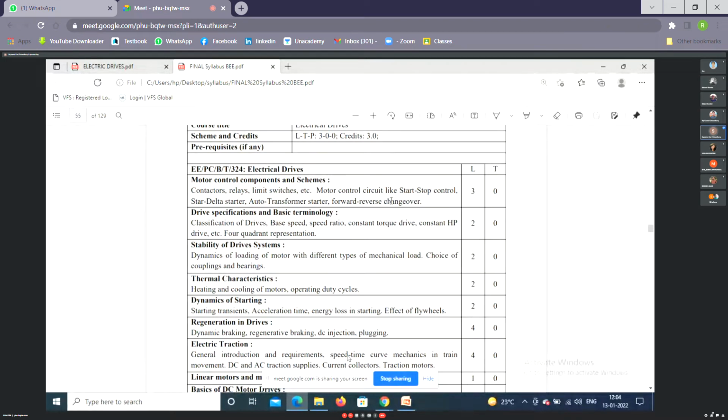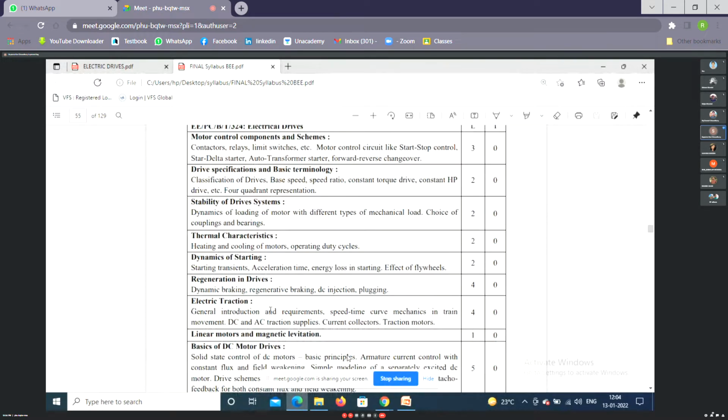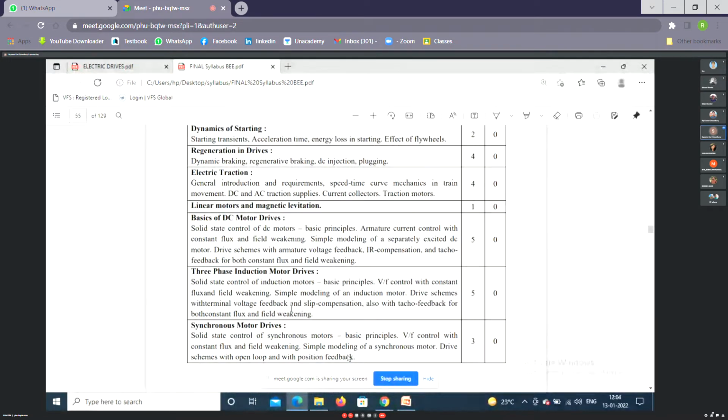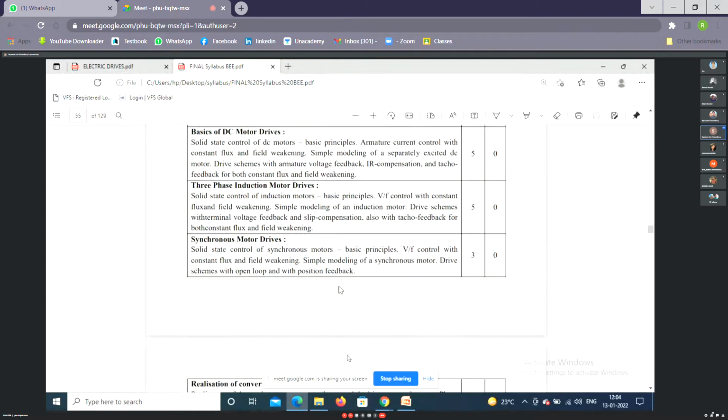Now, there are different headings, that is motor control components and schemes, drive specification, stability of electric drives, thermal characteristic, dynamic of starting, regeneration in drives, electric traction, linear motor and magnetic levitation. Now, this portion will be covered by me. The other portion will include the basic DC and AC drives and schematics of that.